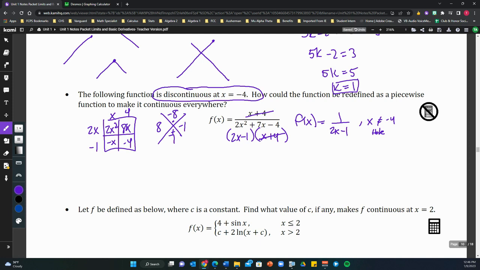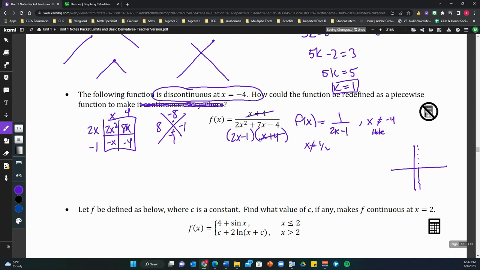The directions here say make it continuous everywhere. I'm just going to skip over that part because this guy has a vertical asymptote, so it's not actually possible for us to make it continuous everywhere. So we're just fixing this removable discontinuity, the hole. But we need to know what coordinates the hole has. What we do know right now is this function still has a restriction at positive 1/2. So that's where the vertical asymptote would be, at positive 1/2. And at negative 4, there is a hole somewhere.